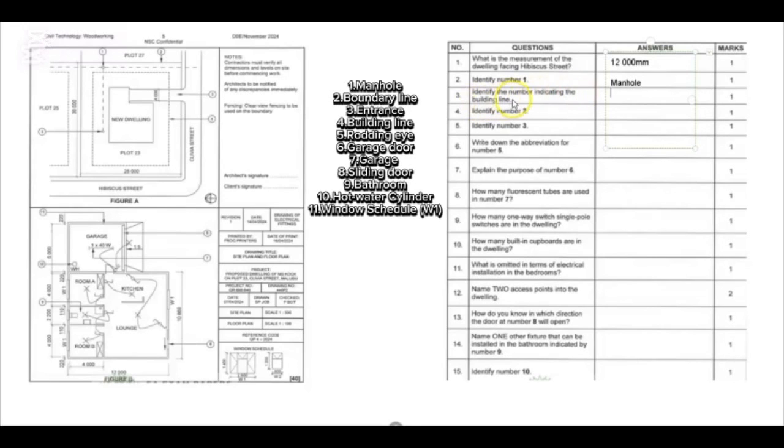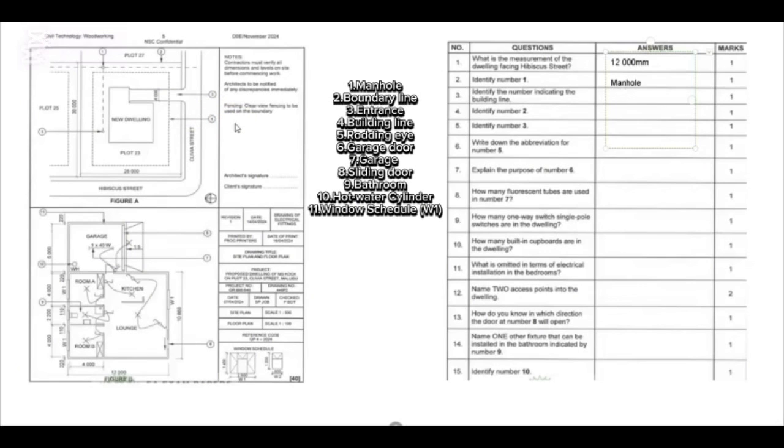Now to the next question. Identify the number indicating the building line. Now we go through figure A. We see that the building line is indicated by the number 4. And we already mentioned on our list of the detailed parts in the site plan that number 4 indicates the building line. So we can write number 4 is our building line.